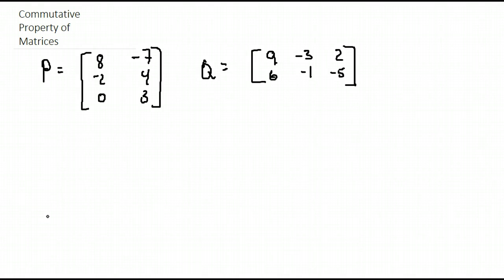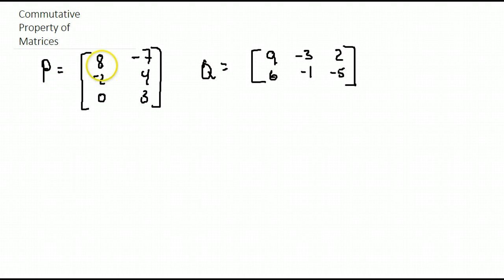This is example 4 on page 170. We're talking about the commutative property of matrices. When we're just doing algebraic expressions and equations, when you multiply two numbers, it doesn't matter which order you multiply them in. But in matrices, it does matter because of the rule of figuring out if they can be multiplied together.